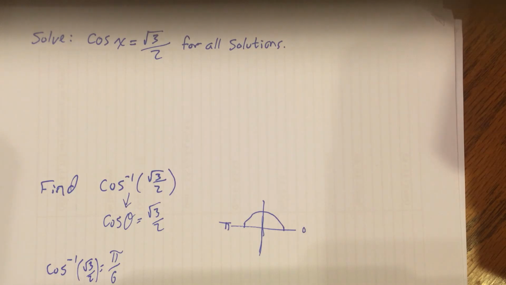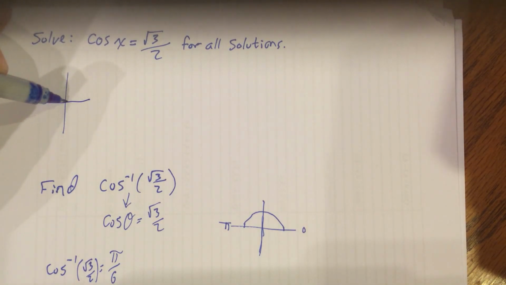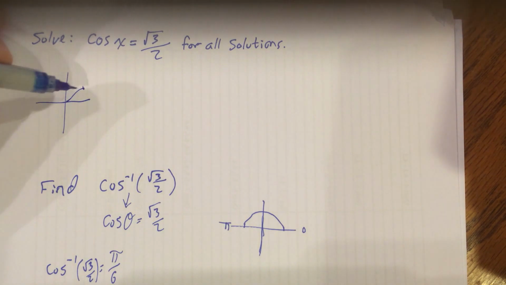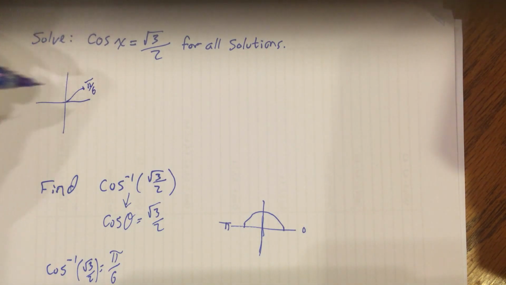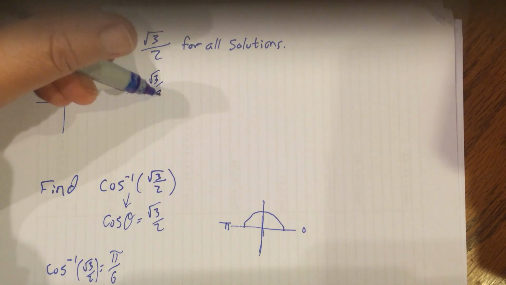Now, when I'm working with solving them, I'm not going to have that same restriction of the range. I want to solve this for all solutions. So I know one solution. I'm going to go ahead and draw a unit circle up here. So I know that pi over 6, cosine of that will give me square root of 3 over 2.